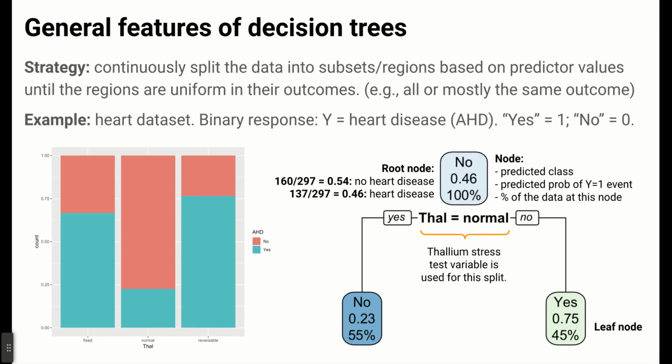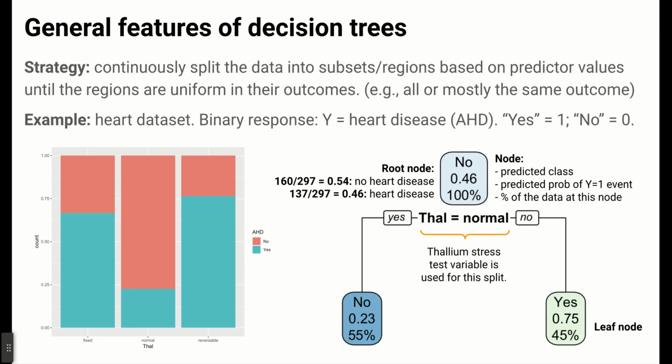The topmost node, also called the root node, summarizes the data before any splitting, which is why 100% of the training cases are present at this node. The predicted class at the top of the node is no heart disease because the majority of the cases, 160 out of 297, don't have heart disease. In general, the predicted class at any node is a majority classifier. The class that forms the majority is the predicted class.